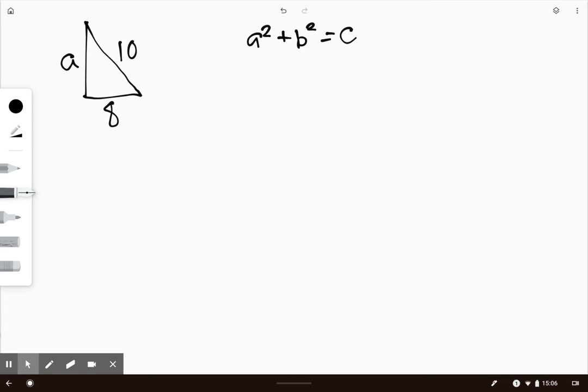All right then, so in our first right triangle, we have side a, which is unknown. Then we have a length of a leg that's 8, and the length of my hypotenuse is 10. So I want to solve for the missing side. So I'm going to use my a squared plus b squared equals c squared.